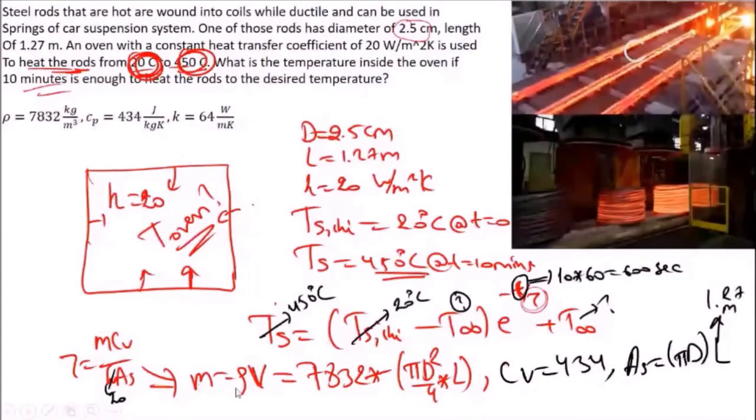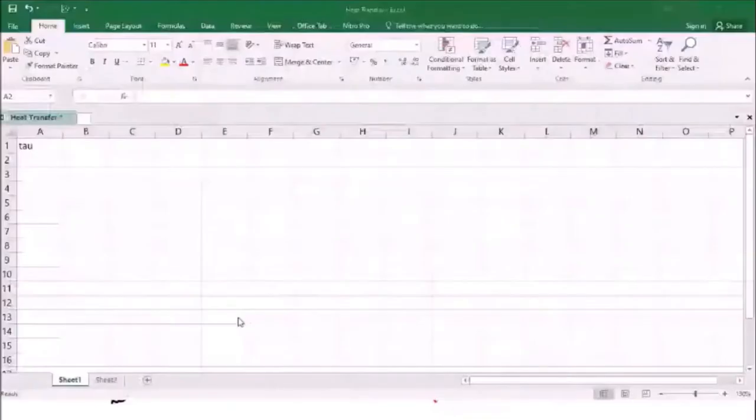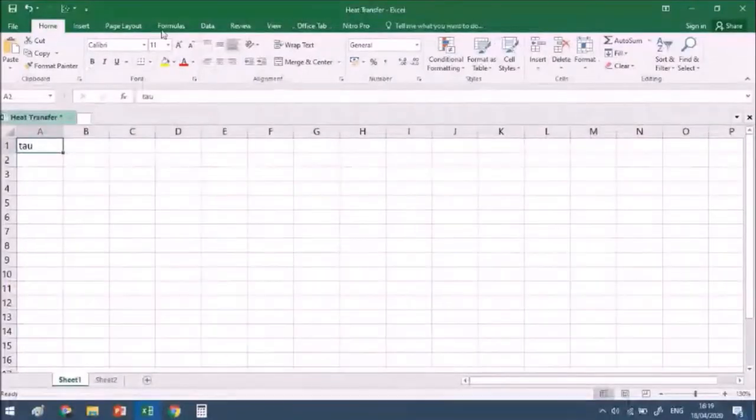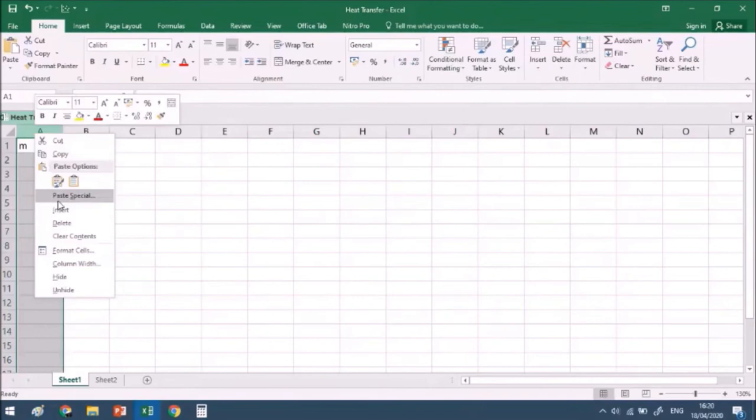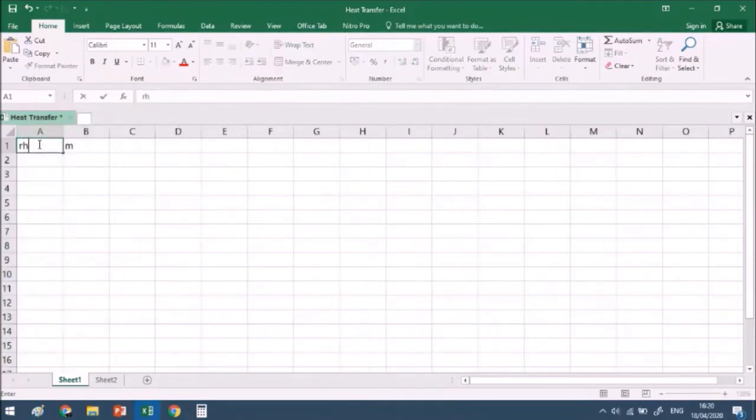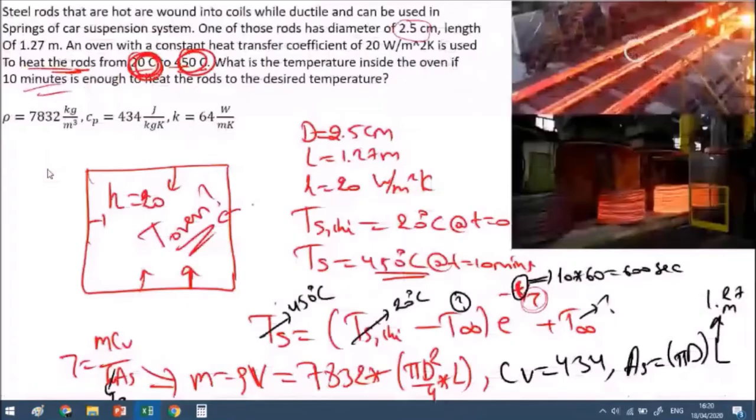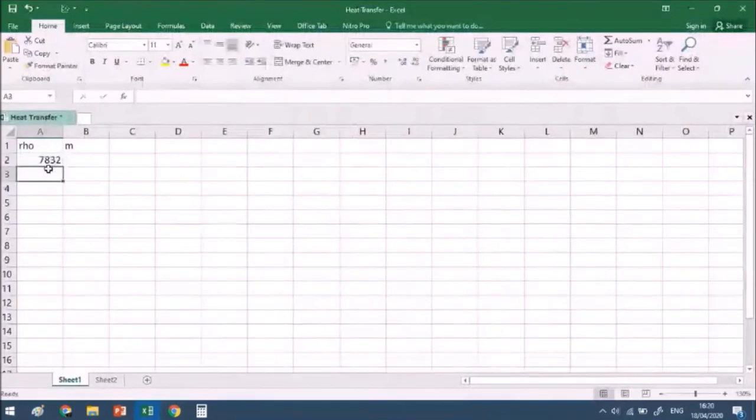First, let's find the mass, rho V. To find tau, first we should know the mass. To know the mass, I should know the density into the volume. Therefore, insert the density, and the density is 7832. And also I should know the volume.